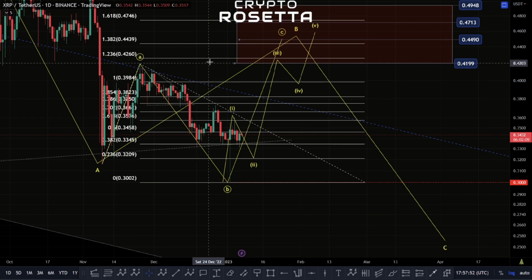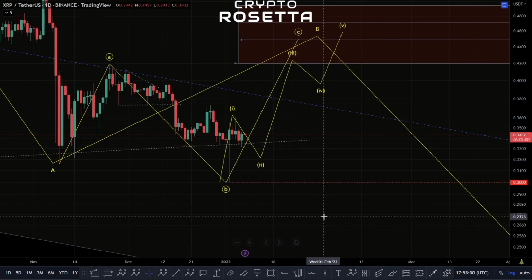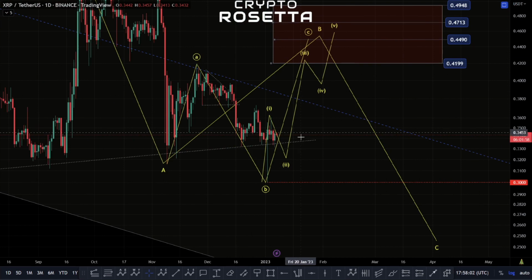Until we take these high points, like I said, this zone here of this 41.90, we need to be aware that we could break down even further. So just be aware of that.